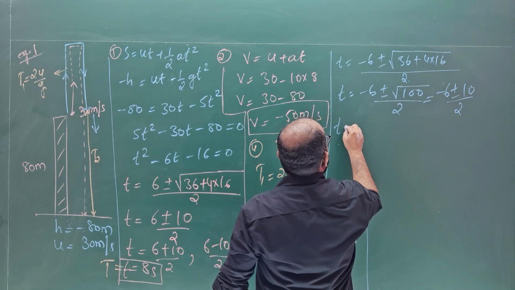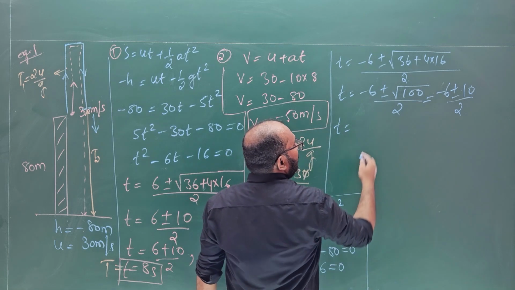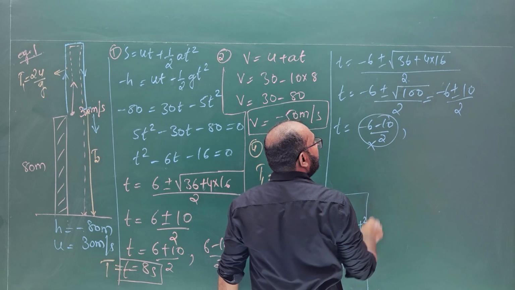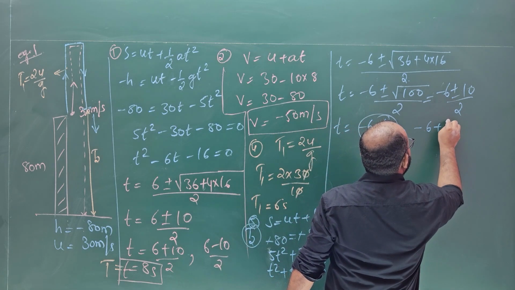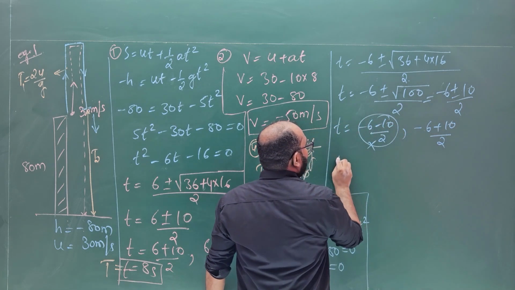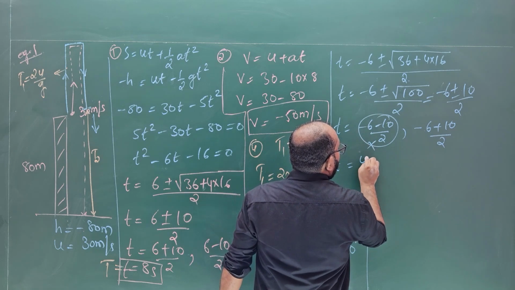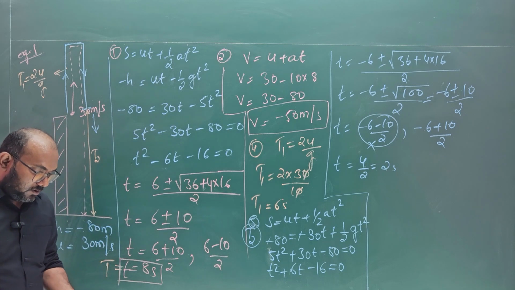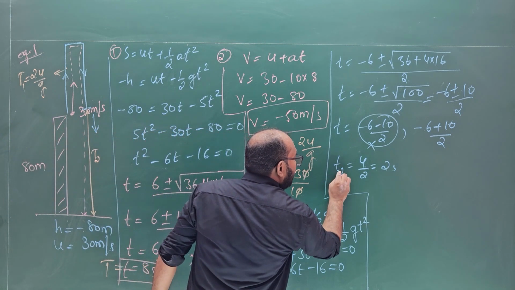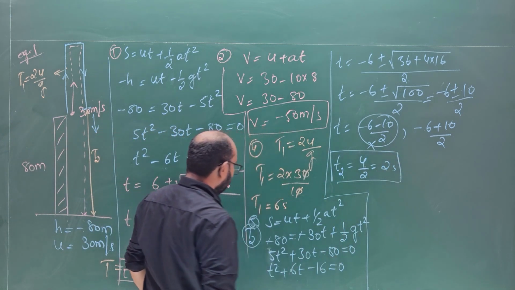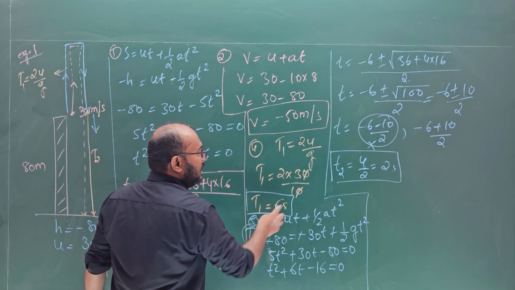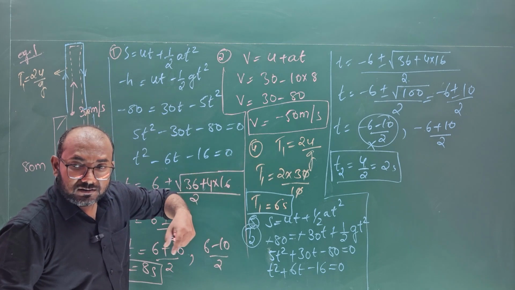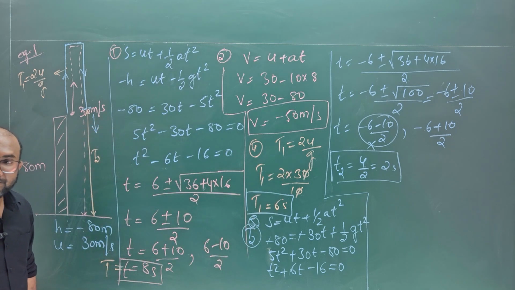You will be getting two values again. One is minus 6 minus 10 divided by 2. This value is neglected. What is left out is minus 6 plus 10 divided by 2, or t is equal to 4 upon 2, that is equal to 2 seconds. Okay, so what have we calculated here? T1 is 5 seconds. T2 is 2 seconds. Total 8 seconds.